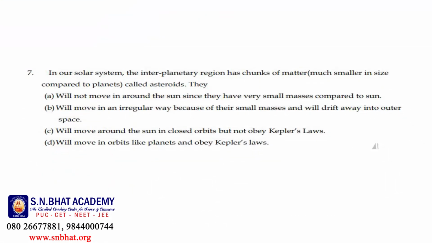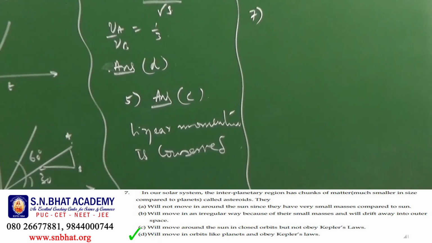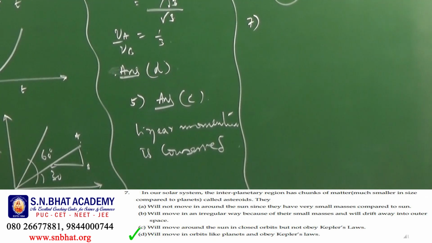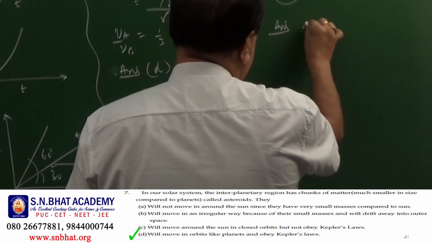In our solar system, the interplanetary region has chunks of matter much smaller in size compared to the planets, and they are called asteroids. What happens? You mark the last one: they will move in orbit like a planet and obey Kepler's laws. So the answer is D for this question.